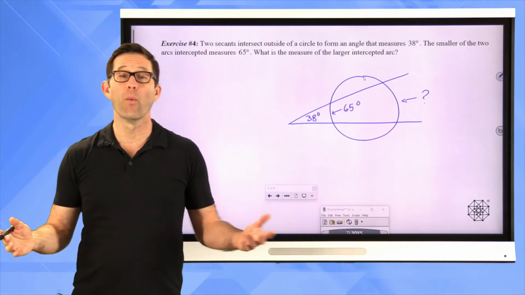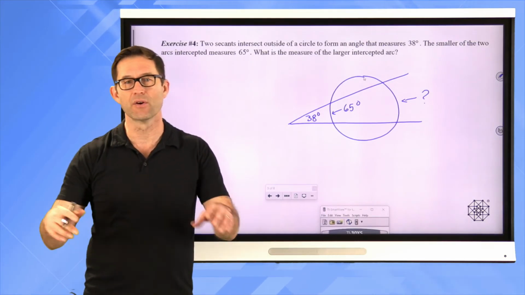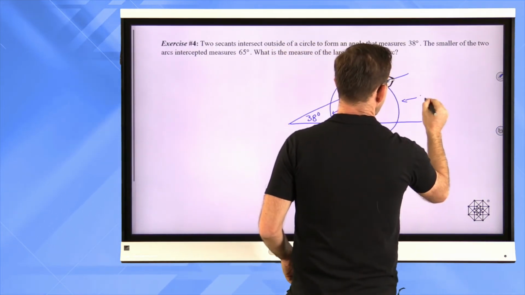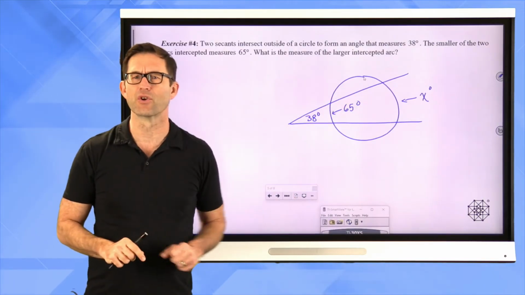All right, we don't know what that is. We should probably give it a name, and by a name I don't mean arc AC or BD or anything like that, but maybe just give that a measurement of X degrees, just to really formally make sure we know that it's a degree measure.